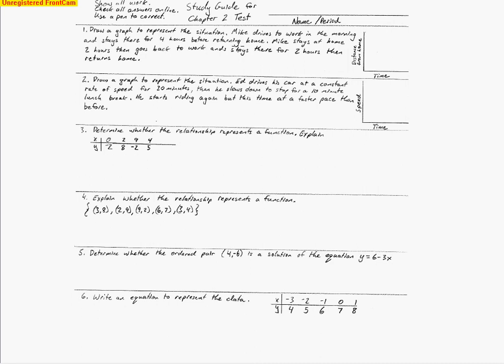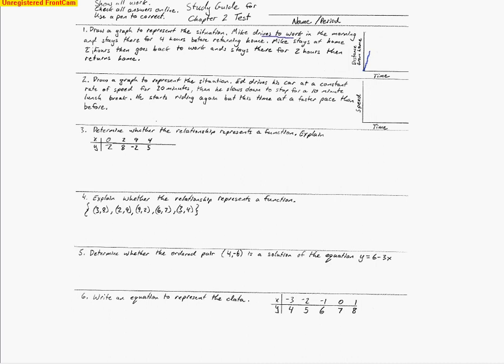So it says Mike drives to work in the morning. So he's driving to work, so that means he doesn't automatically get there. So it's not starting up here. This is the distance from home. So this is home right here. And so we're going to have him drive to work. So he's going out to work, and then he remains at work. So again, drives to work was the first part. I've got that part of the line in there.